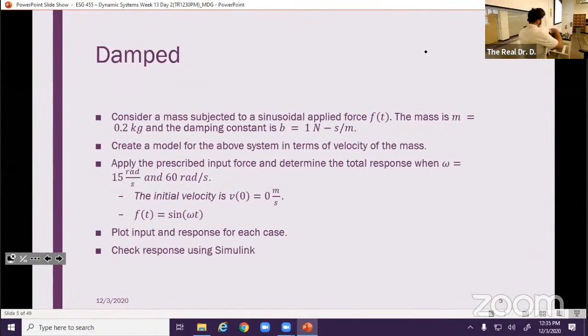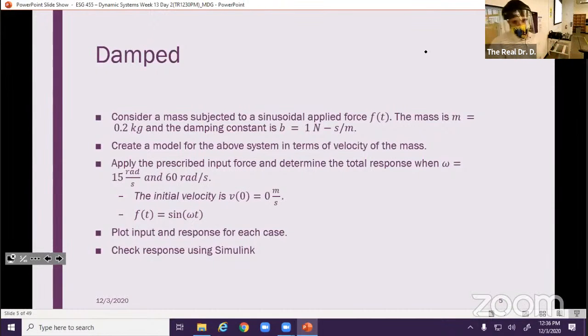All right, so I want to analyze this system at 2 different input frequencies, and I want to compare those results. I want to plot the input and the response for each case by hand. I just want to do a quick sketch, make sure I'm understanding what's going on, and then I also want to check it using simulation. So that's the plan here.